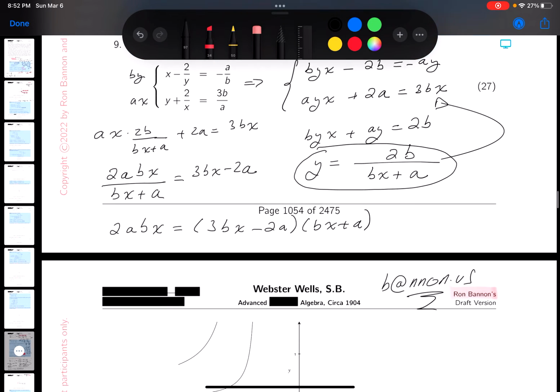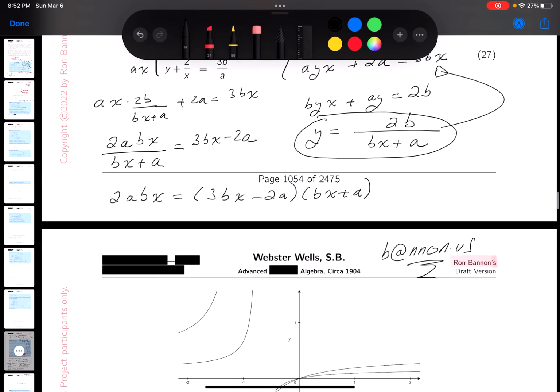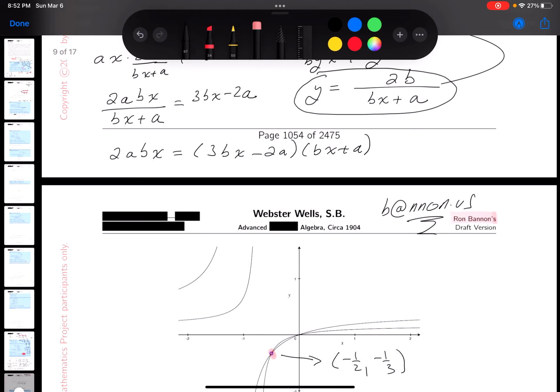And again, throwing a parameter into a problem does make it more difficult, all right? So let me get my eraser out and erase this business. I don't want to be distracted by it. And I'm going to multiply this out now. And what do you get? 2abx equals, I got to be careful here now, right?